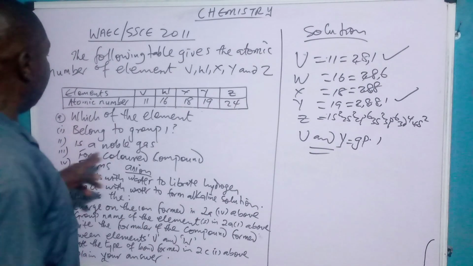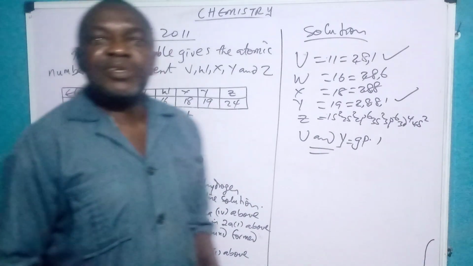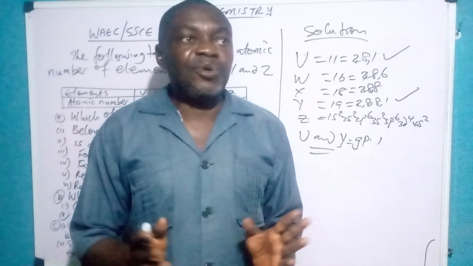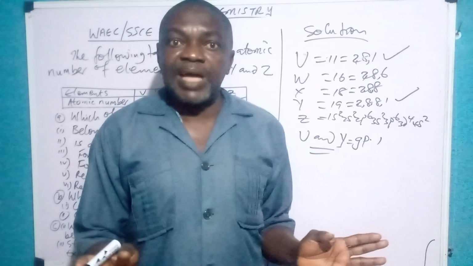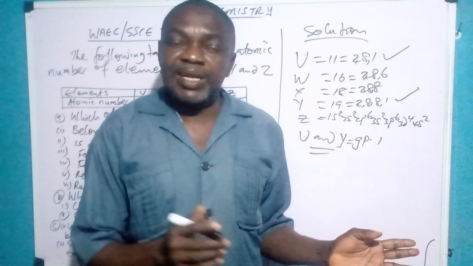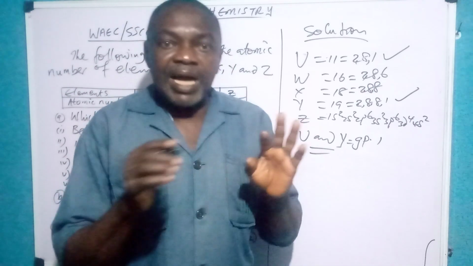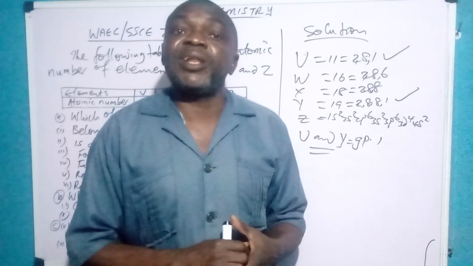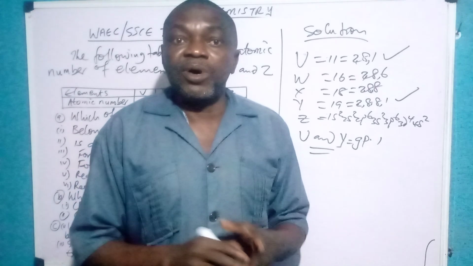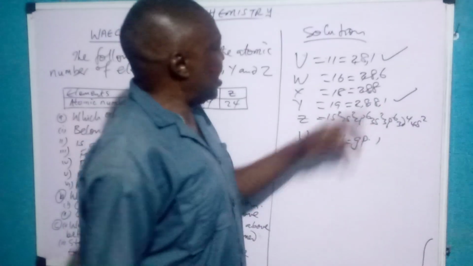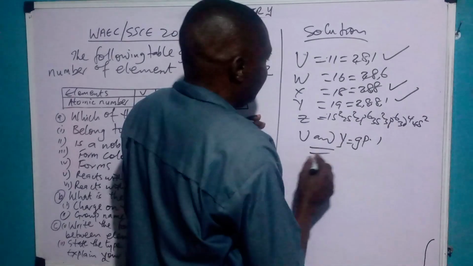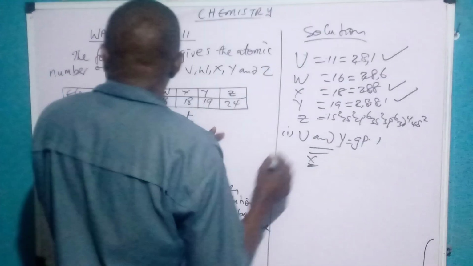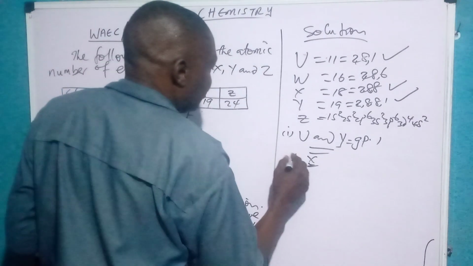Which is a noble gas? Remember, noble gases have a complete octet or duplet configuration. That is, they have only 2 electrons, like helium, just 2 electrons in that shell, because the first shell needs only 2 electrons to get filled up. Others are 8. So here you have this. Let me number it. You have Roman figure 1. It's a noble gas. Roman figure 2.